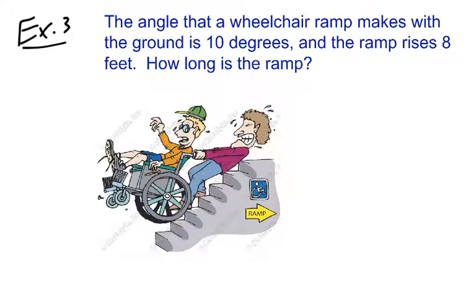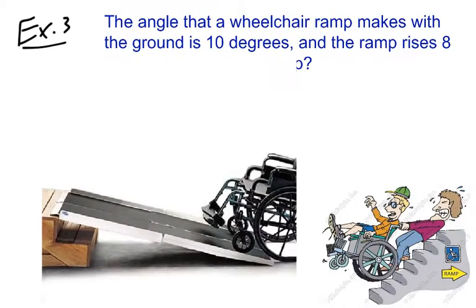Looks like this guy could have used a wheelchair ramp, huh? There, that's better. So we're talking about this ramp.